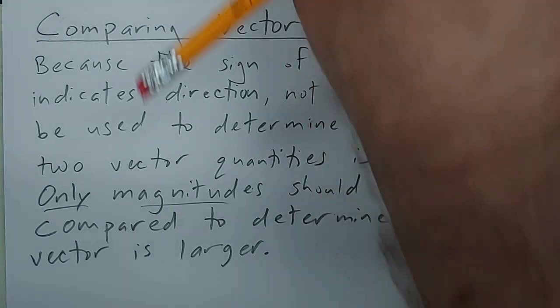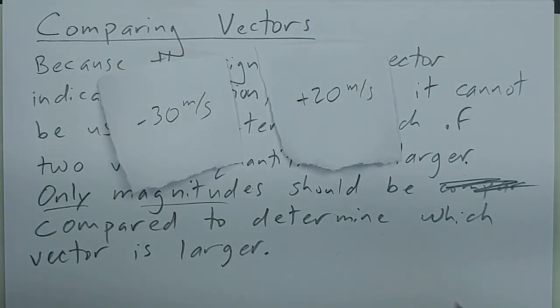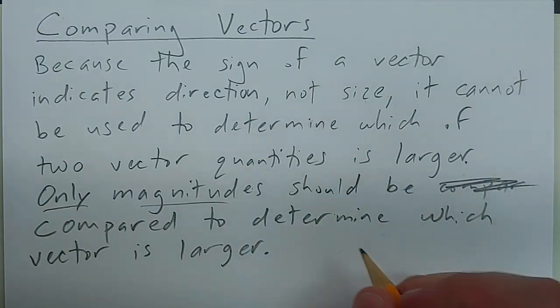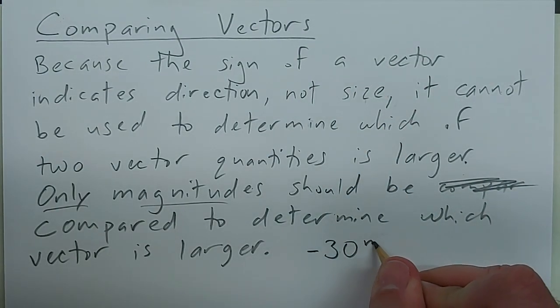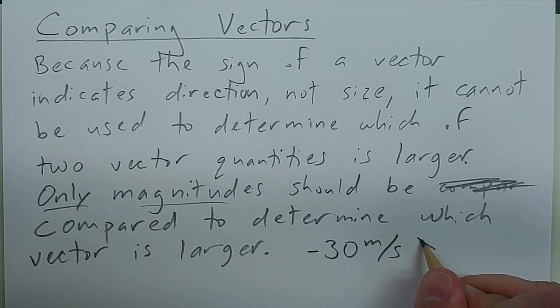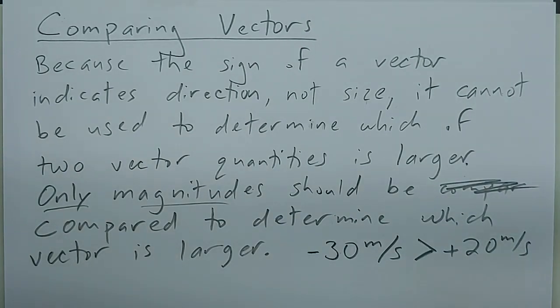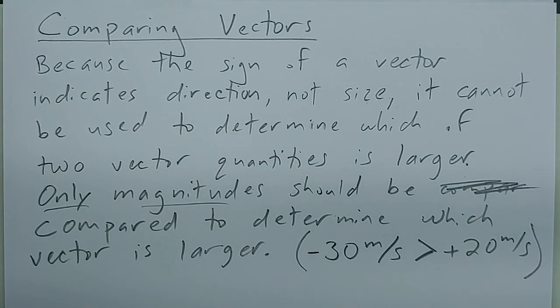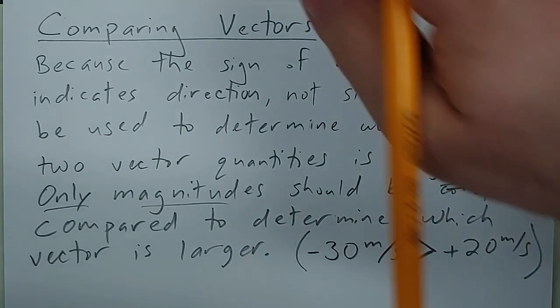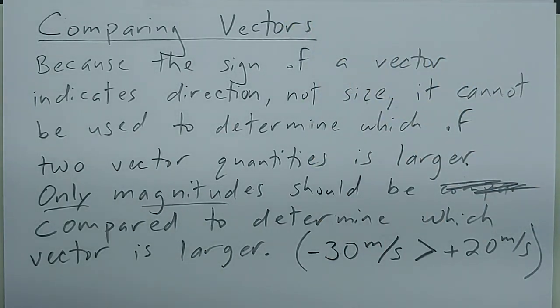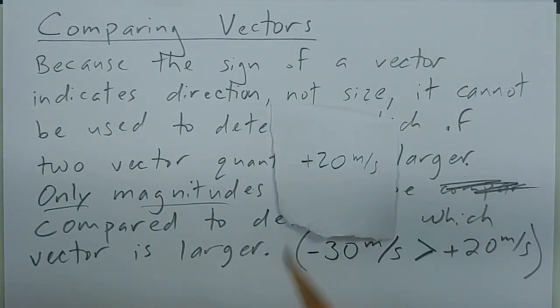And so if we're only comparing the magnitudes, if we're dealing with like our negative 30 and our positive 20, we ignore the signs, and so we're just comparing 30 meters per second to 20 meters per second. Well, 20 meters per second is smaller than 30 meters per second, and so we would write negative 30 meters per second is greater than positive 20 meters per second. And that is always, always, always how we're going to talk about vectors. This means that the smallest a vector can ever be would be when it has the smallest possible magnitude. And the smallest possible magnitude you can have, if the magnitude is just the number part, is 0.